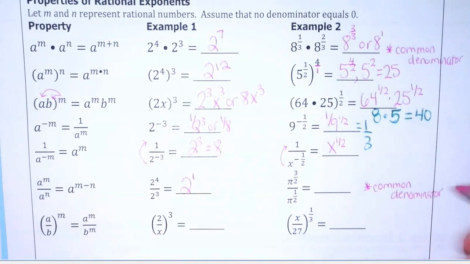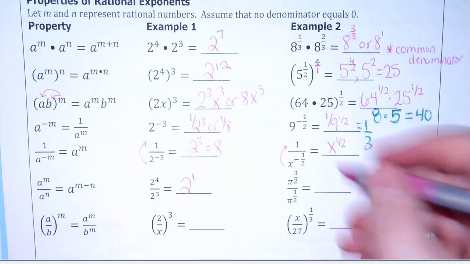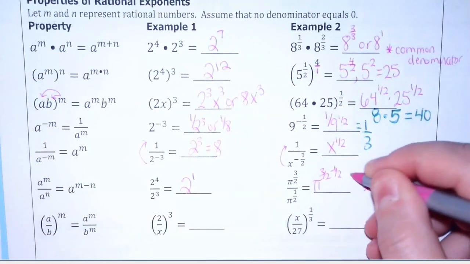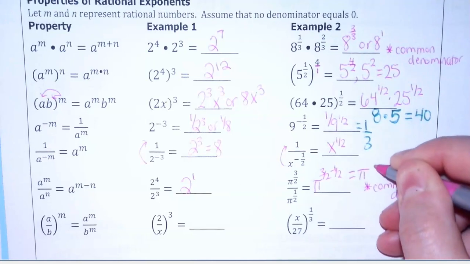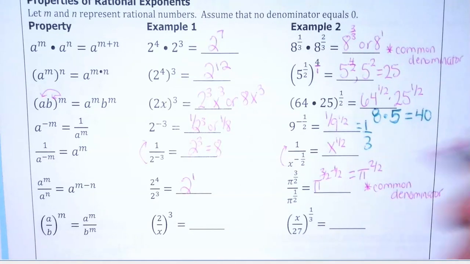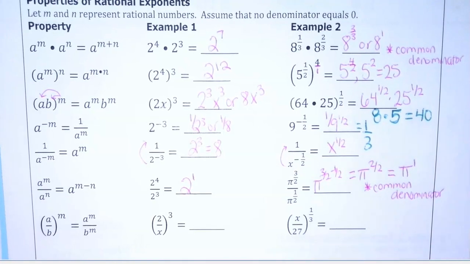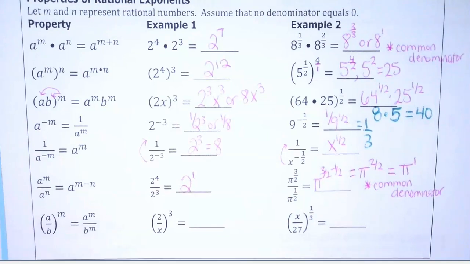So for this problem, we already have this. This is pi to the 3/2 minus 1/2. So that would end up being pi to the 2/2. I do already have a common denominator there, which would just be pi to the 1st, or pi if we get that totally simplified. And then finally, I have a quotient to a power.